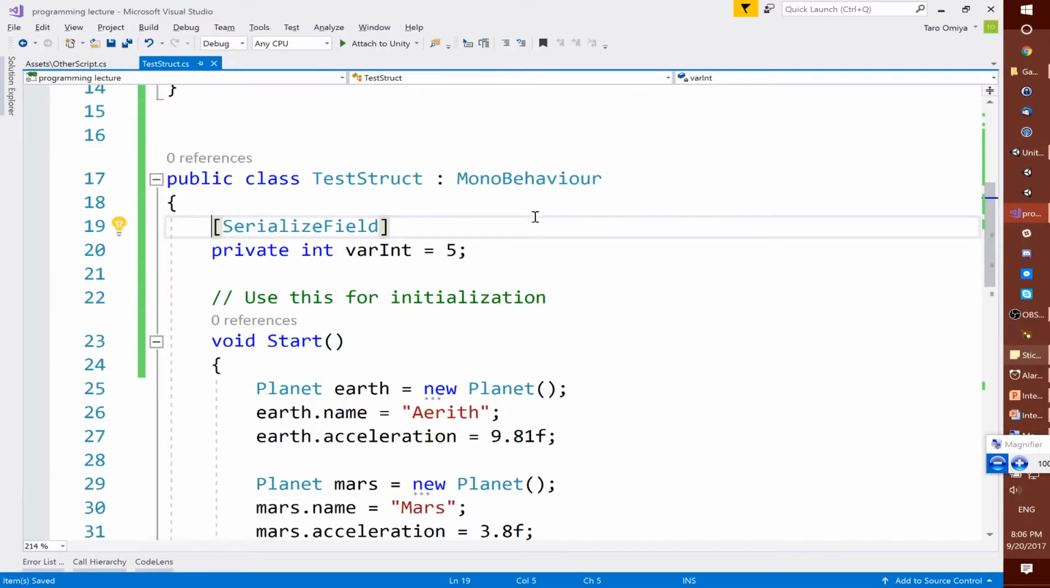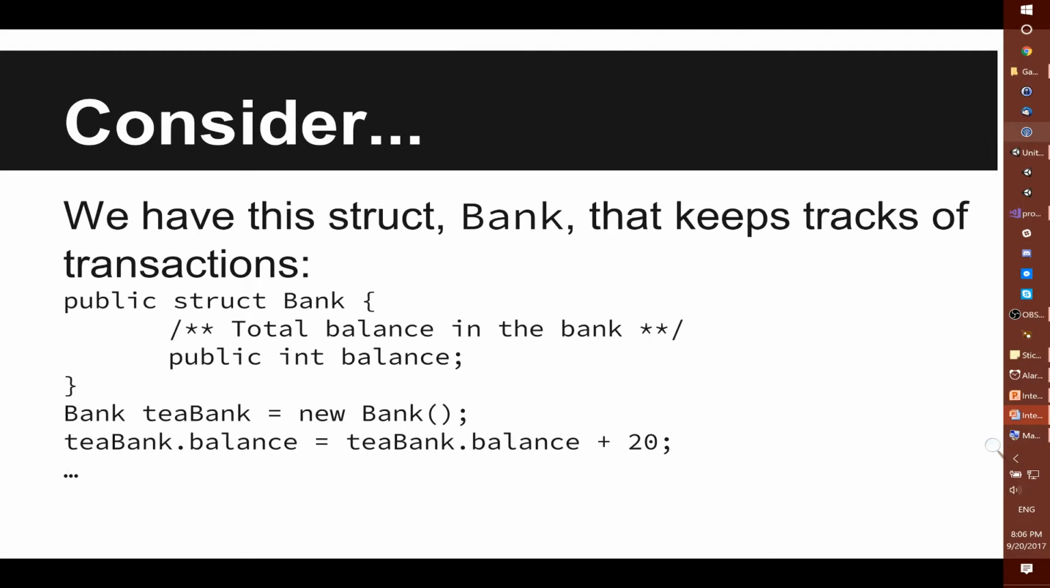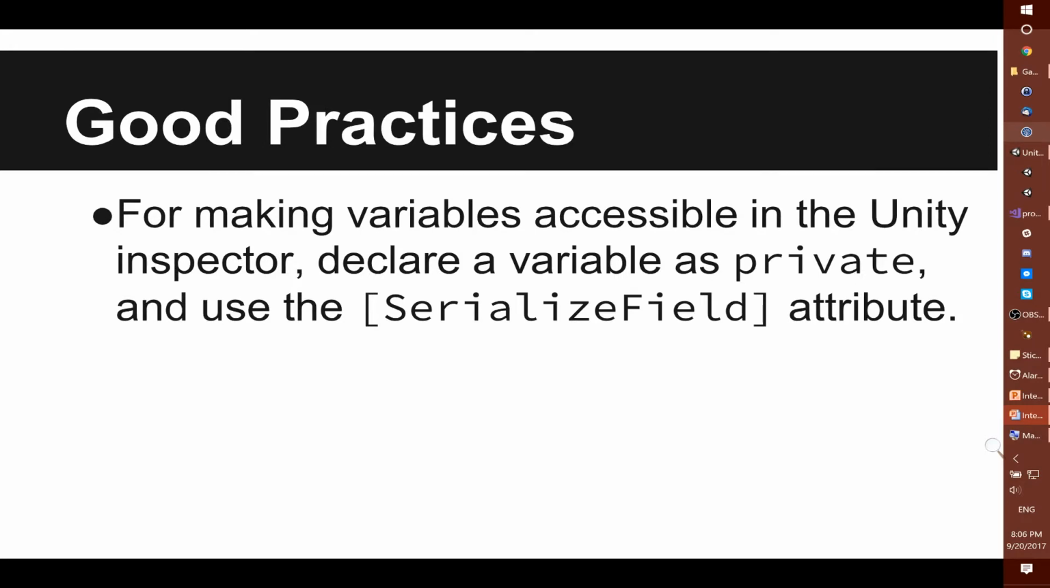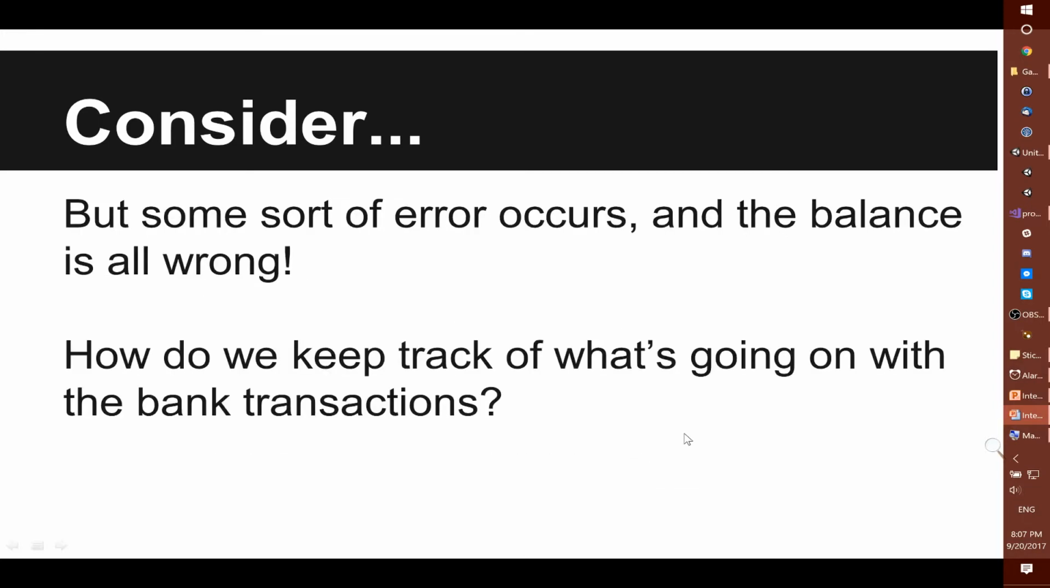So with that said and done, consider that we have this struct Bank that keeps track of transactions. This is me providing a reason why private is a good idea to keep. Let's say we have a struct Bank that retains a balance. And you were to say, change the bank balance to bank balance plus 10. But some sort of error occurs and the balance is all wrong. How do you keep track of the bank transactions that are happening?